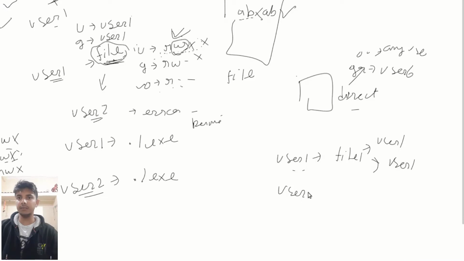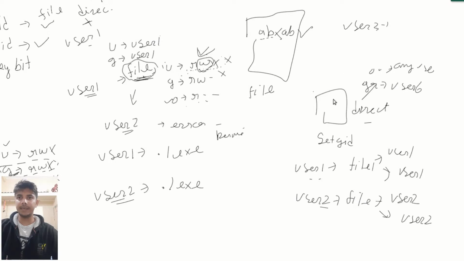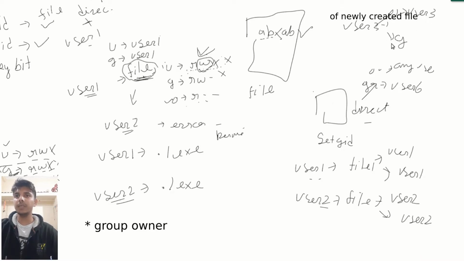Similarly, if any other user, let's say user2, goes to this directory and creates a file, then the owner of this will be user2, and the group owner will be the primary group of this user, let's suppose user2. Now let's say I had set setgid permission on that directory. Now any user, let's say user3, goes inside that directory. The owner will of course be user3, but now the group will be the group owner of that directory. Since the group owner of that directory is user6, the group will be user6.